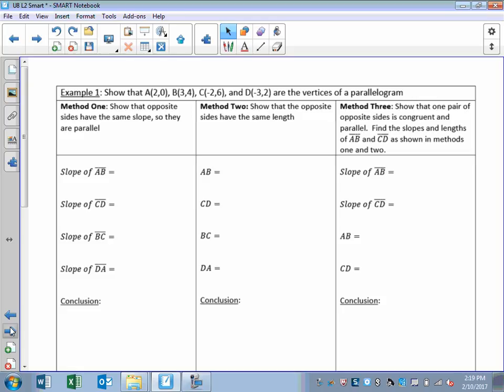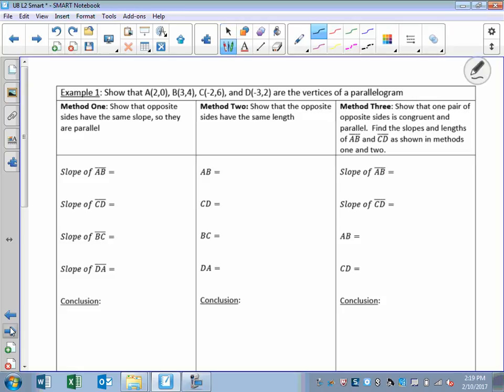So what they're asking us to do is show that these coordinates A, B, C, and D are the vertices of a parallelogram. Now there's 3 methods you can use to go about doing this. So first, show that the opposite sides have the same slope so that they are parallel. Okay? So you just got to find slope.